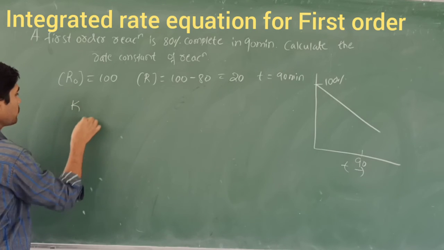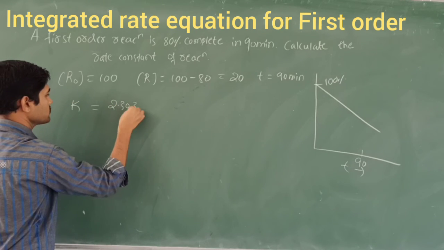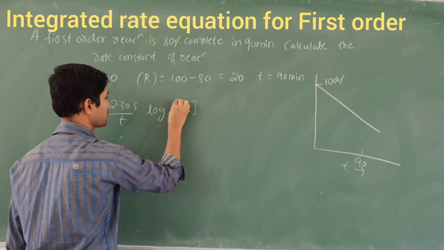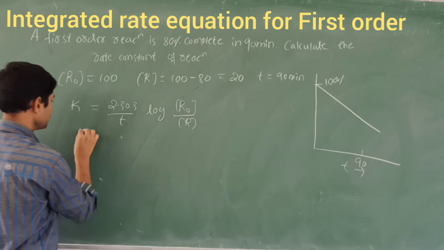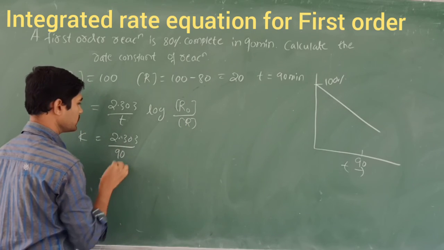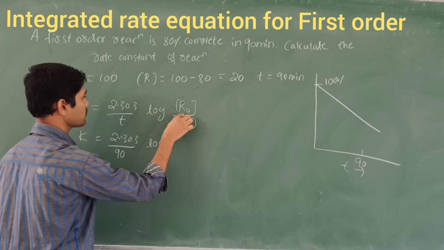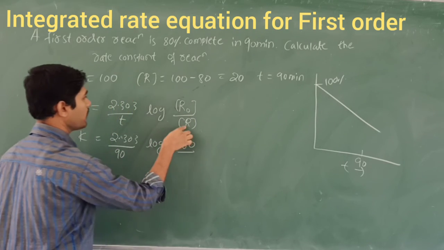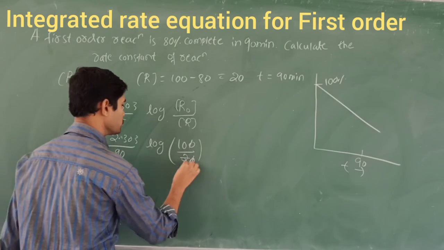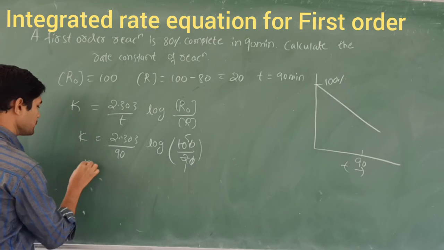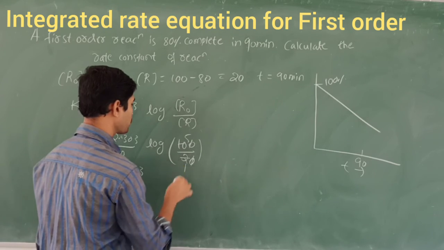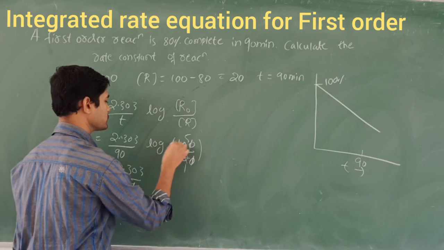We know the formula: k is equal to 2.303 divided by t, into log R0, the initial concentration of the reactant, divided by the concentration of the reactant. So k is equal to 2.303 by 90 minutes into log of the initial concentration R0, which is 100, divided by R, which is 20. Simply, the 0 cancels, and 2 times 1 is 2, 2 times 5 is 10, so k is equal to 2.303 divided by 90 into log 5. Because after the simple calculation, it becomes log 5.